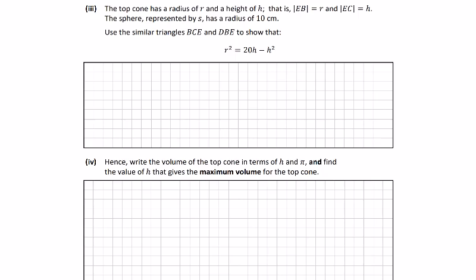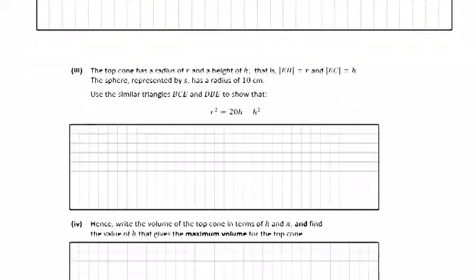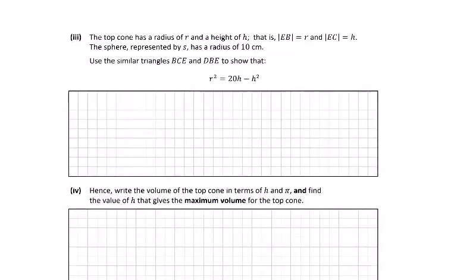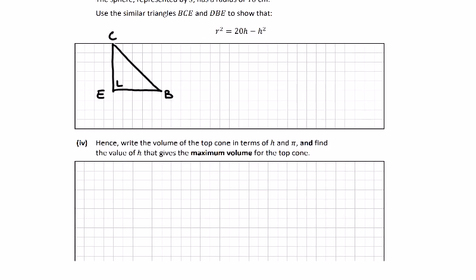Part 3, the top cone has a radius of r and a height of h, that is EB is equal to r. So we'll draw this triangle out again. This was the top one we were using. This was CEB. We have a right angle. We had the angle 1 and the angle 2. And in the bottom triangle, we had the angle 3 and 4, but we're going to rename them 1 and 2 for similar triangles.